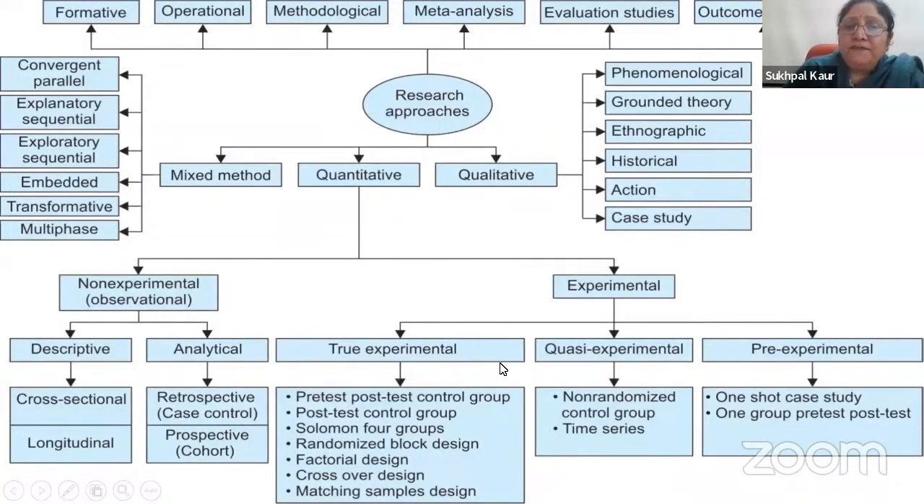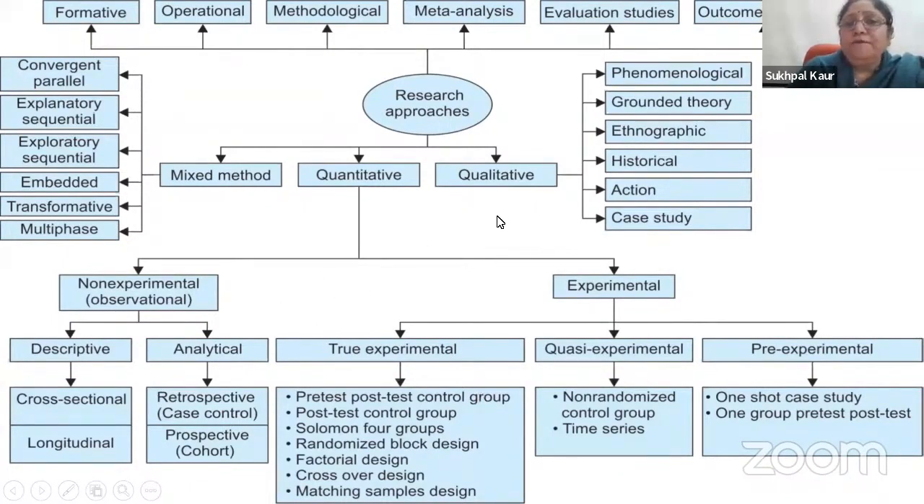If we talk of the true experiment, then there are further designs which include the pre-test post-test control group, post-test only control group, Solomon four group, randomized block design, factorial design, crossover design, and the matching sample design. And if it is quasi-experimental, it can be non-randomized control group and the time series design. If it is pre-experimental, it is a one-shot case study design or one group pre-test post-test design. So all the experimental designs are going to be discussed by another speaker.